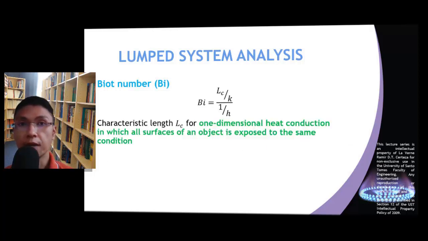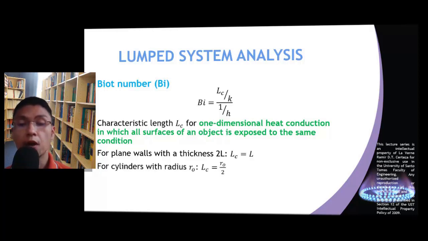We can simplify the general formula for computing the characteristic length during cases of one-dimensional heat conduction in which both surfaces of an object are exposed to the same condition. For one-dimensional heat conduction, in which both sides of the wall experience the same convection heat transfer conditions, the characteristic length for plane walls with a thickness denoted by 2L is half of this thickness.